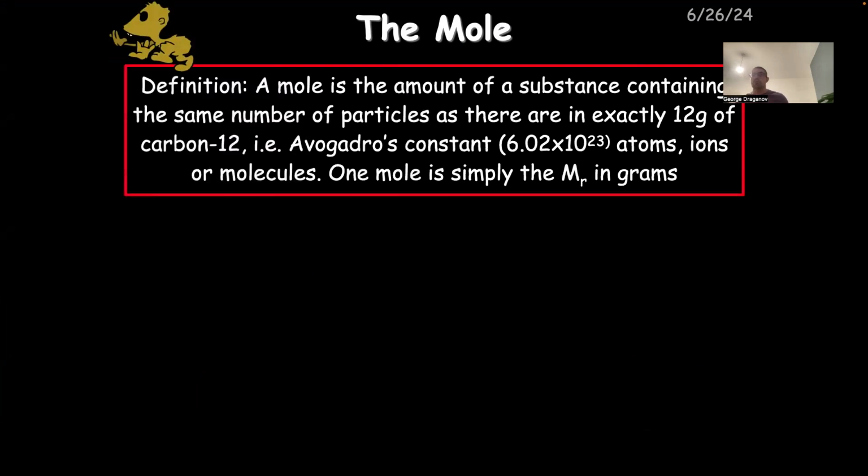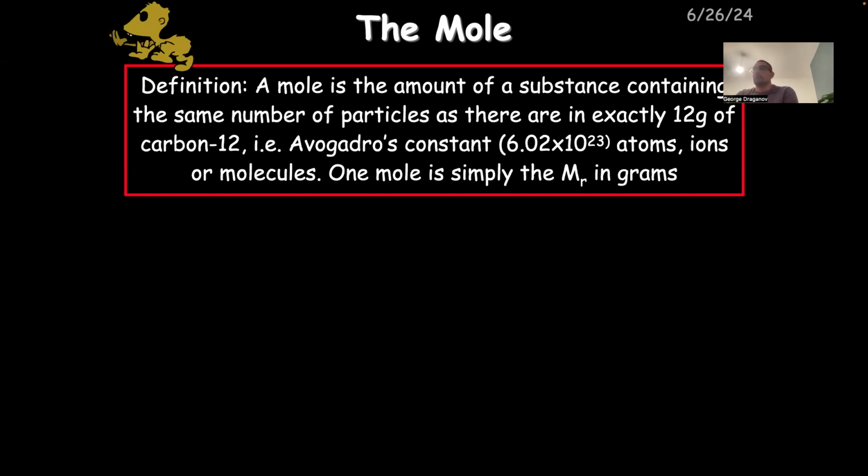So that's a big number. It's 6.02 times 10 to the 23. If you look here, the official definition is that a mole is an amount of a substance that has as many particles as there are in 1 mole of carbon. Now, 12 grams of carbon-12 is 1 mole. So that's the definition.